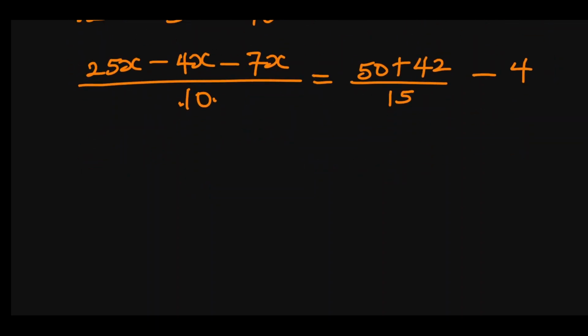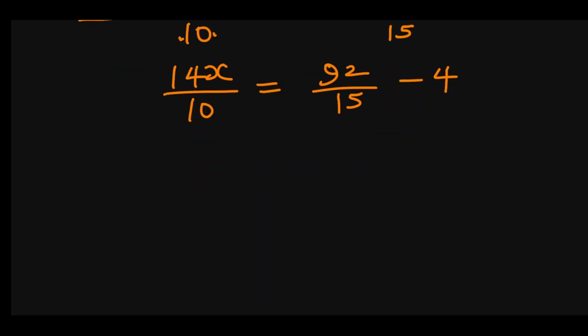So if we simplify this further, 25x minus 4x is 21x. 21x minus 7x is 14x. So we have 14x over 10 is equal to 50 plus 42 is 92 over 15 minus 4. Now we can still go ahead and do the LCM here.